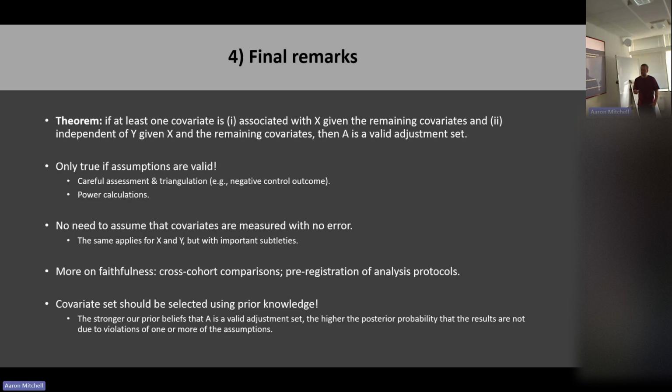And another thing I wanted to stress is that even though we were focusing on essentially a statistical approach to try to assess whether or not the set of covariates is true, that does not mean in any way that we should not use prior knowledge to select our covariates. And even from the perspective of this method, this is true, because the stronger our prior beliefs that A is a valid adjustment set, then the more confident we're going to be in the results of this method. Yeah, so that's what I wanted to tell you.